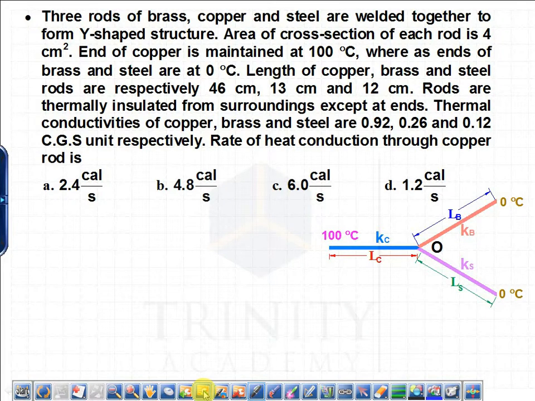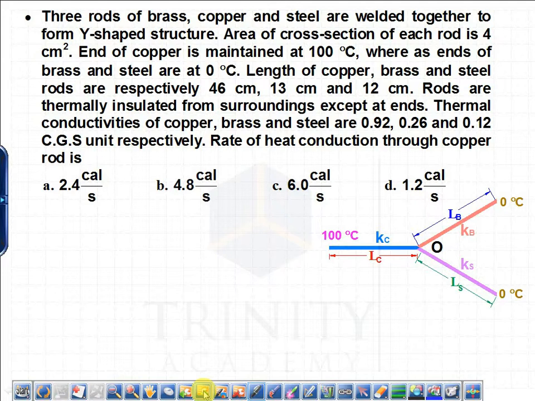Three rods of brass, copper and steel are welded together to form a Y-shaped structure. The area of cross section of each rod is 4 cm square. The end of copper is maintained at 100 degrees Celsius, whereas the ends of brass and steel are at 0 degrees Celsius. The lengths of the copper, brass and steel rods are respectively 46 cm, 13 cm and 12 cm.